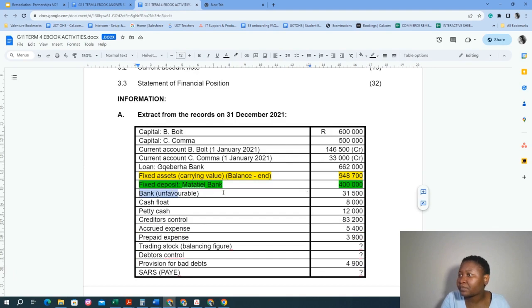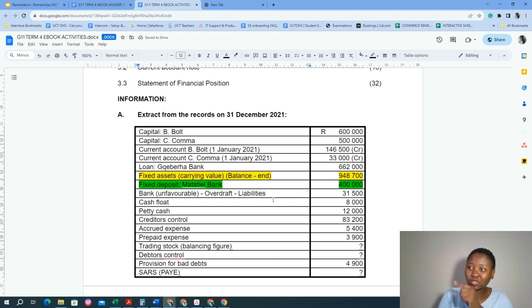Here they're telling you that the bank account of 31,500 is unfavorable. If the information says that the bank account is unfavorable, this means it is an overdraft. An overdraft means we didn't have enough money in our account, so we decided to take a short-term loan, basically. We withdrew more than what we have from the bank. So that becomes a liability. Now we are owing the bank money, and this overdraft will also be charged interest. So this is a loan.